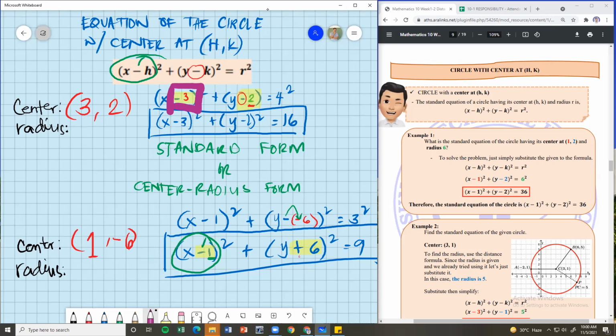Negative 3, change sign. Positive 3. Got it? Look at this. Negative 2, change sign. Positive 2. Got it? Oh, in here, negative 1, change sign. Positive 1. Got it? Finally, positive 6. Positive 6, change sign. Negative 6.